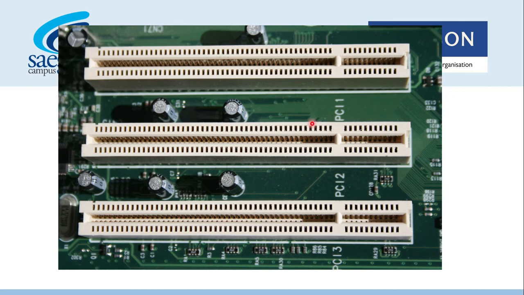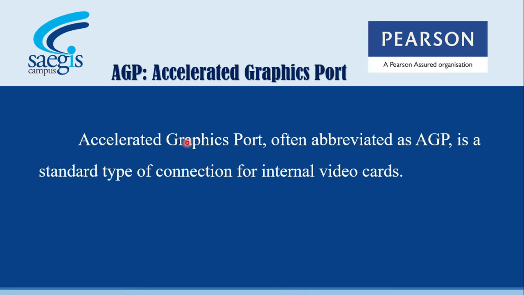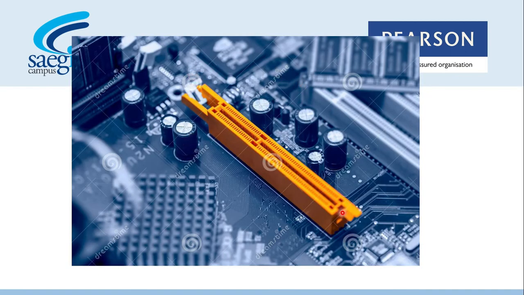This is how PCI expansion slots are displayed in the motherboard. We can connect expansion cards with these things. These are the slots. Then we have AGP, or Accelerated Graphics Port. The Accelerated Graphics Port, often abbreviated as AGP, is a standard type of connection for internal video cards. This is how AGP is displayed in a motherboard.